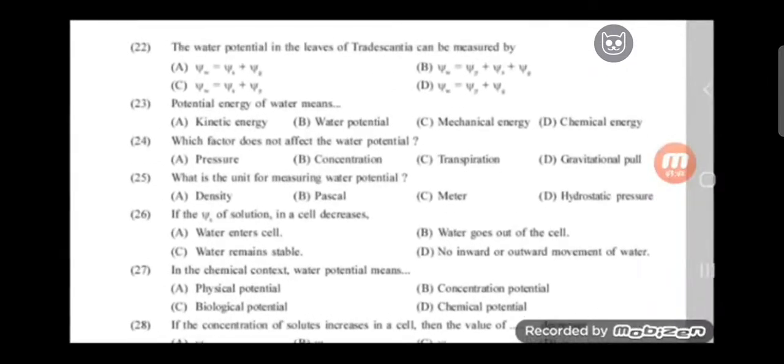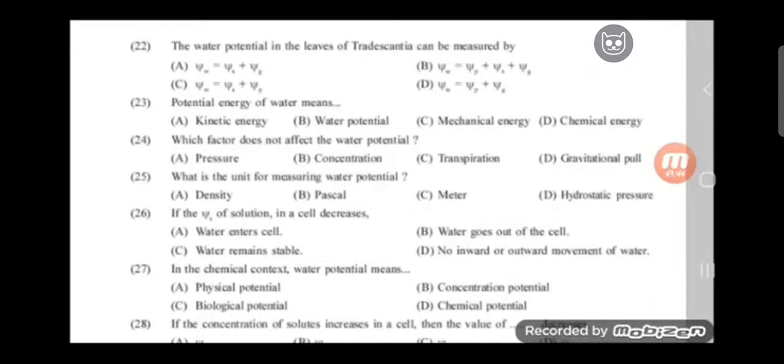So now, the water potential in the leaves of Tradescantia can be measured by. So the formula now we learned, the water potential formula, that you have to see here. I cannot explain how, so only the formula you have to see. In this, which one is the correct answer? You have to reply.